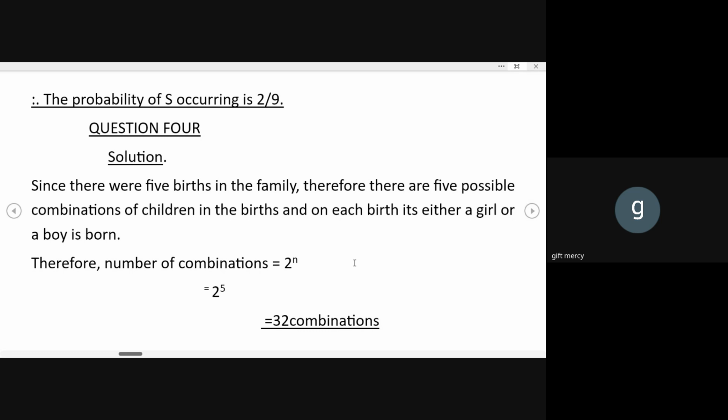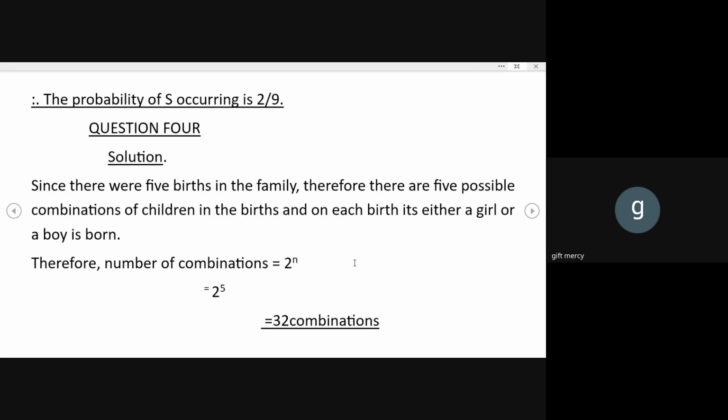Question 4 is talking about a family that has 5 children, and they tell us the probability of having a girl on each birth is 0.5. That means the probability of having a boy on each birth is also 0.5. They tell us all the 5 births are independent. They want us to find the probability that this family has at least one girl, given that they have at least one boy. When you read through this question, the concept behind it is conditional probability.